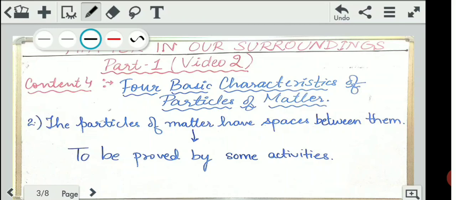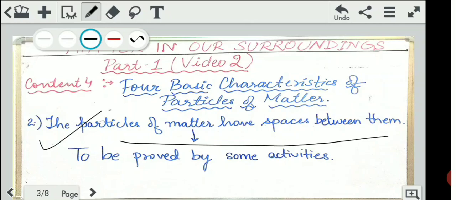Moving on to the second characteristic, the particles of matter have spaces between them. What does this show? Now if you take the previous example only which we were doing, the KMnO4, right? I told you that the particles are very small in size, so they get intermixed very quickly, right? I am saying this word, so they get intermixed very quickly. This is the first thing you need to understand.